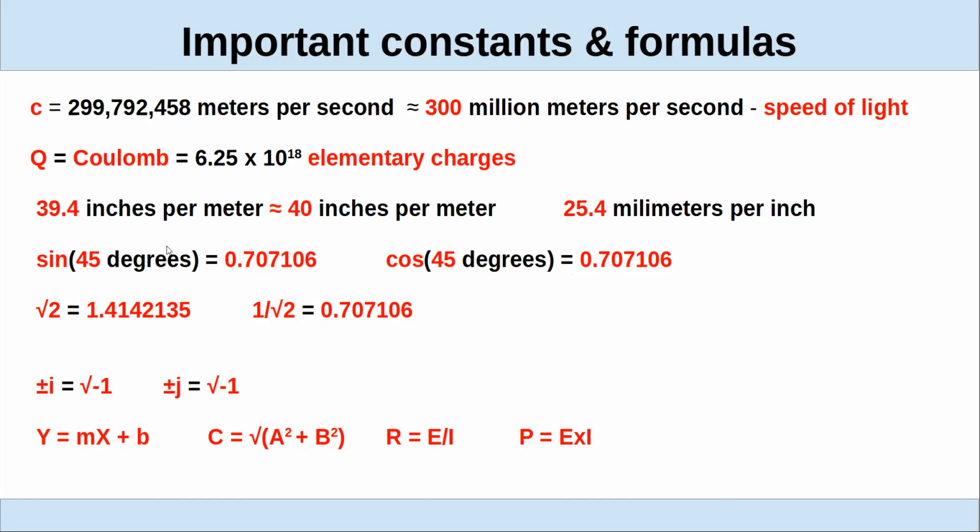We talked about sine and cosine of 45 degrees being 0.707106, and it keeps going. Square root of 2 will come up a lot, which is 1.414, and so on. And 1 over the square root of 2 is, again, our 0.707 number. This is also used for what we call RMS.